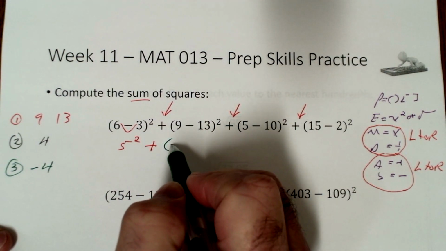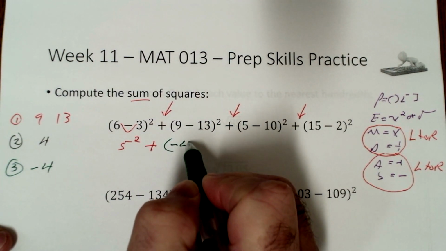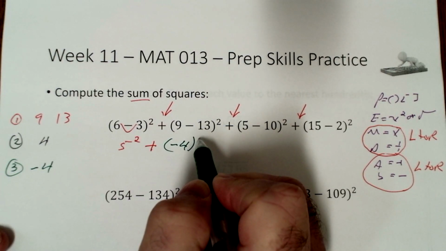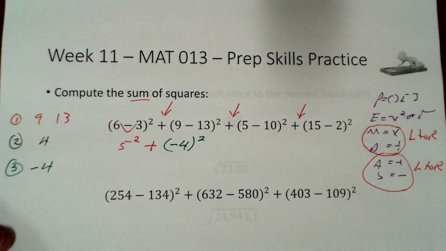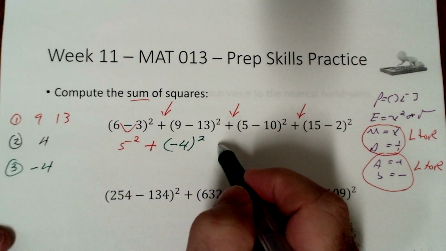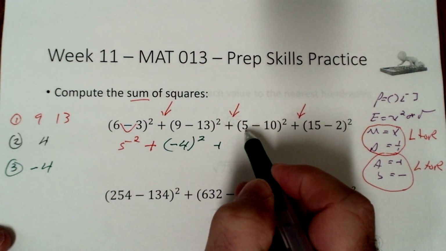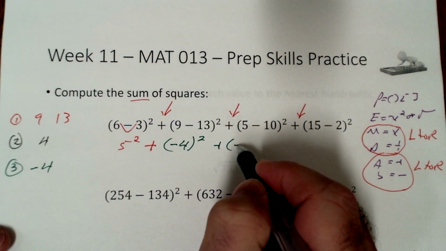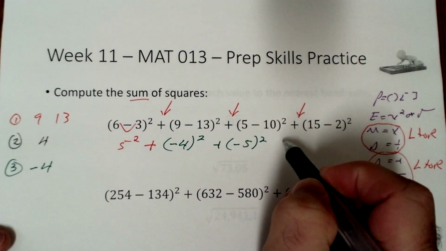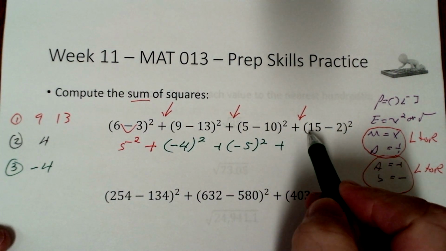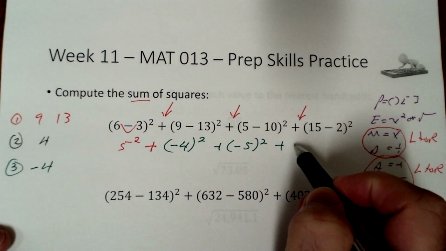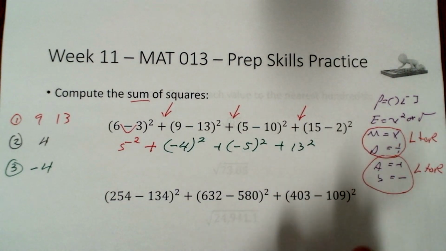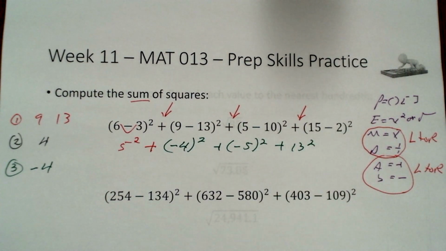So we'll put a parentheses here to separate the plus and minus signs. Minus 4 to the second. All right, we'll do that. All right, so plus, let's see, 5 minus 10, same thing is going to apply. That's going to give us minus 5 squared. Plus 15 minus 2 is what? 13 squared. Okay. All right, so what are we going to do?